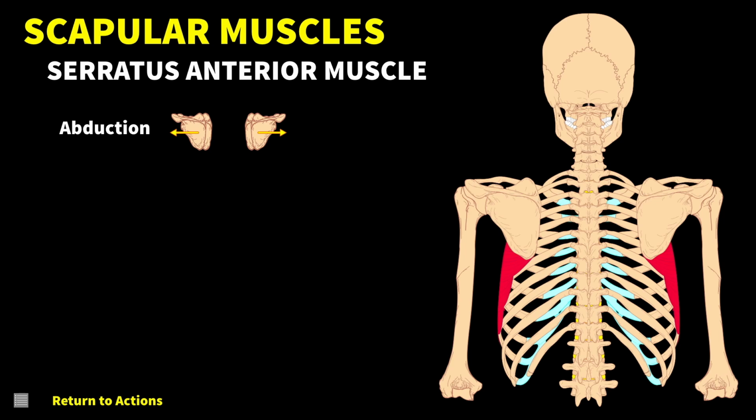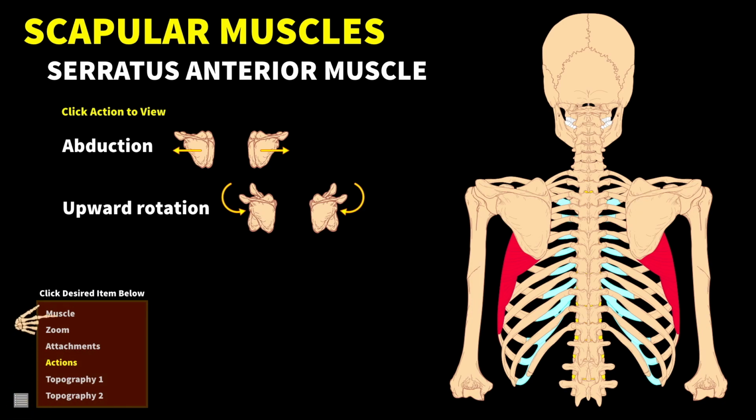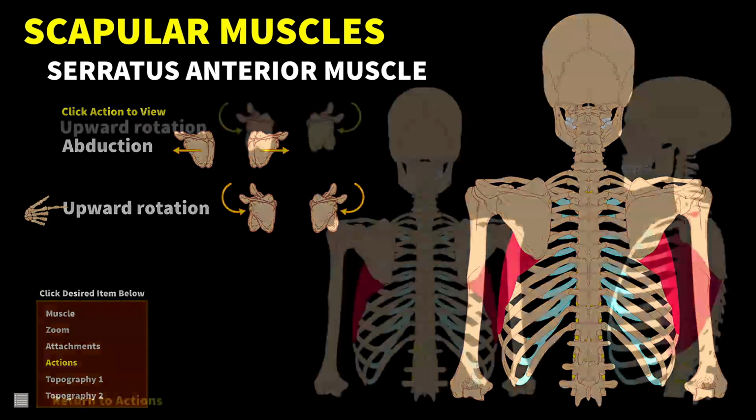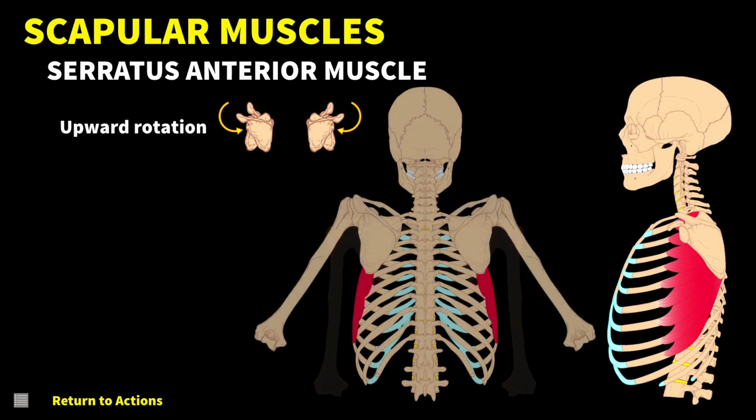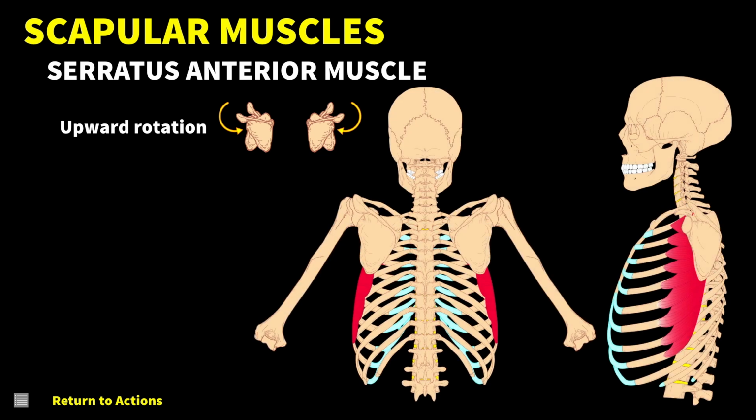Note that the muscle pulls from its anterior attachments on the ribs and moves the scapula laterally and anteriorly around the rib cage. Note also that the fibers from the lower ribs pull the inferior end of the scapula laterally, which rotates the scapula upward.